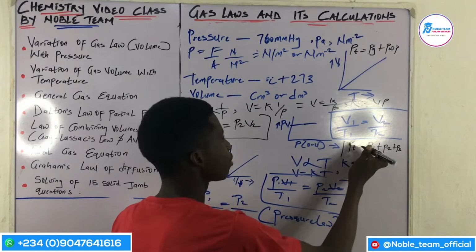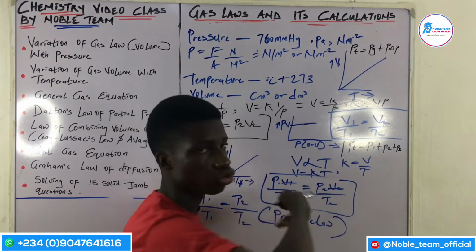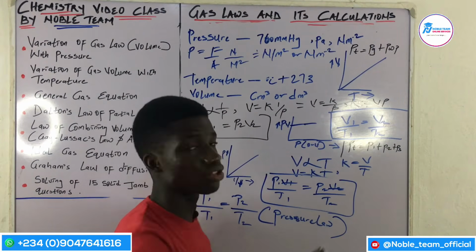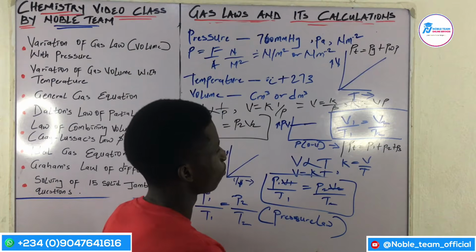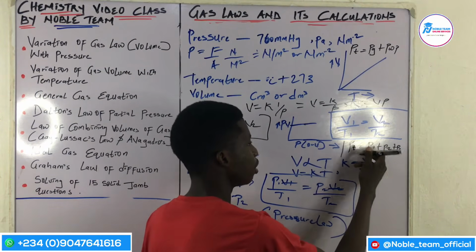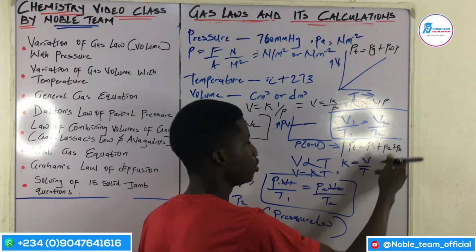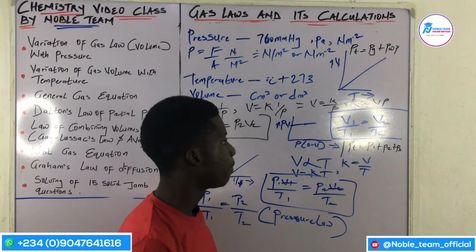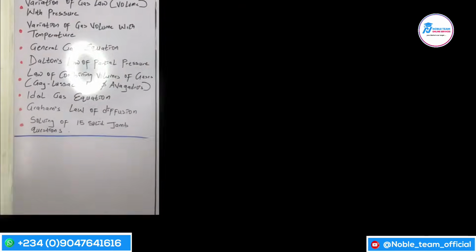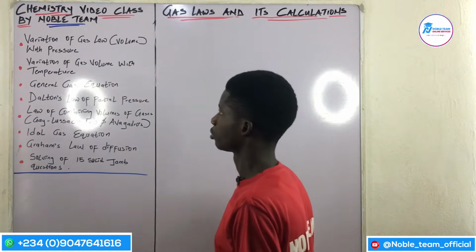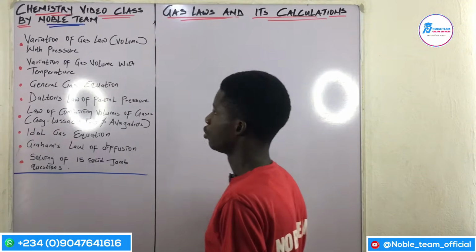So now we can make use of either of these to solve for any question on Dalton's law of partial pressure, because it depends on the parameters given to you. Now I want us to take note of one important thing, that this P1, P2 are called the individual partial pressure.